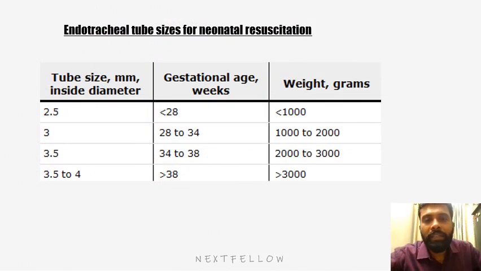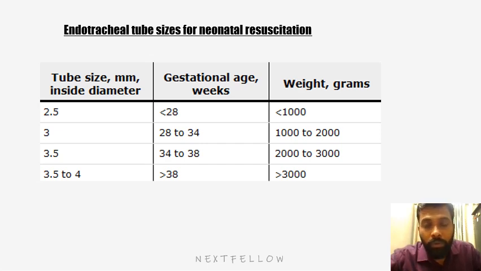So these are the different ET tube sizes which are required for neonatal resuscitation. Size 2.5 to 3.5 is commonly available and that is usually required only. Size 2.5 is usually for gestational ages less than 28 weeks or weight less than 1000 grams or 1 kg. Size 3 is for 28 to 34 weeks of gestation and weight 1 to 2 kg. And 3.5 size is used from 34 to 38 weeks, that is term, 2 to 3 kg. And if it is a macrosomic child or the child weighs more than 3 to 3.5 kg, usually a size of 3.5 to 4 will do.